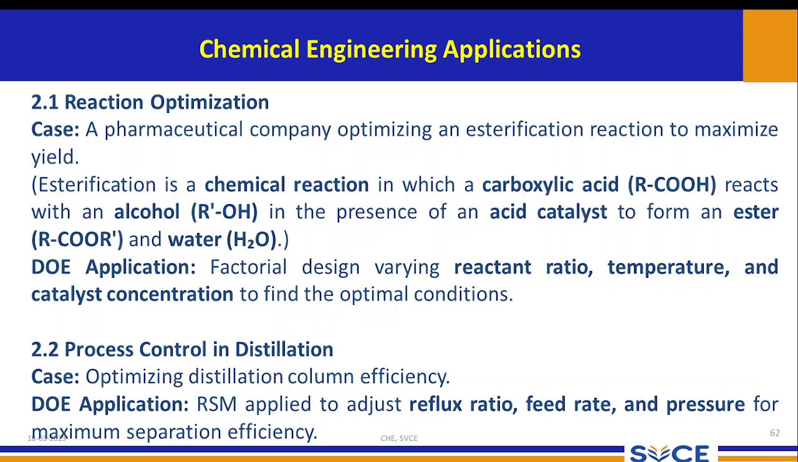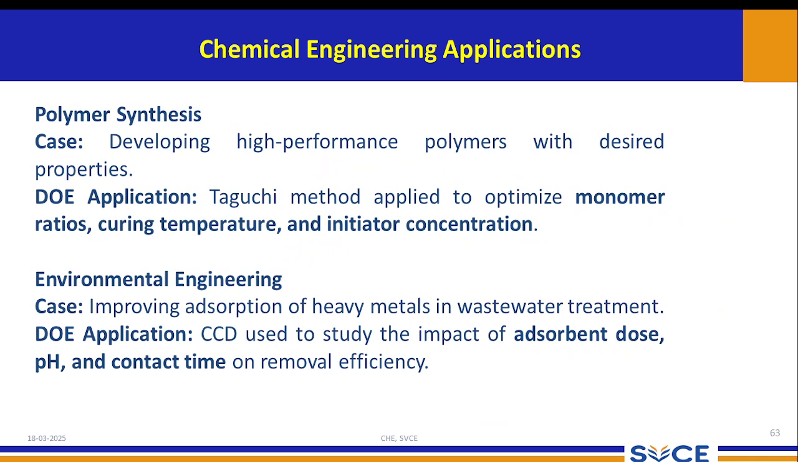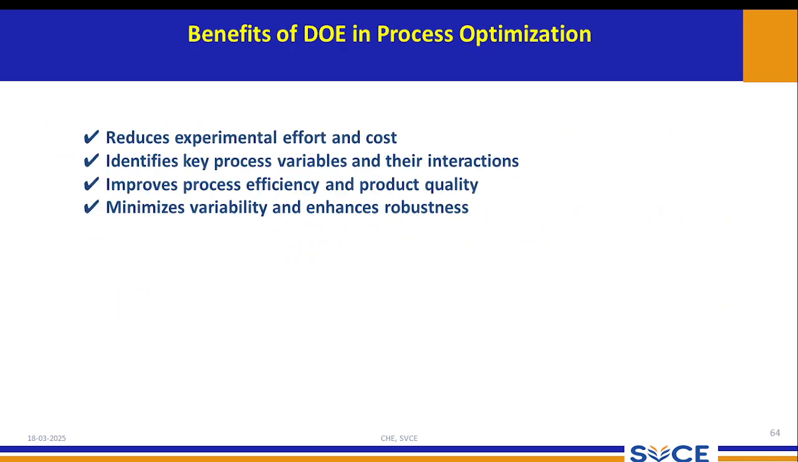Simply, why I'm trying to say that is, when the subject has been covered, how you are going to implement what you have learned in real life is very, very important. So coming to the chemical engineering applications: polymer synthesis, environmental engineering. The benefits of DOE have been mentioned here: reduces experimental work, effort and cost, identifies the key process variables and their interactions, improves process efficiency and product quality, minimizes the variability and enhances the robustness. So what the benefits are is clearly stated here. Please go through them. Try to reduce the cost and identify the optimized point. Reducing the cost can be attained only by identifying the process conditions.